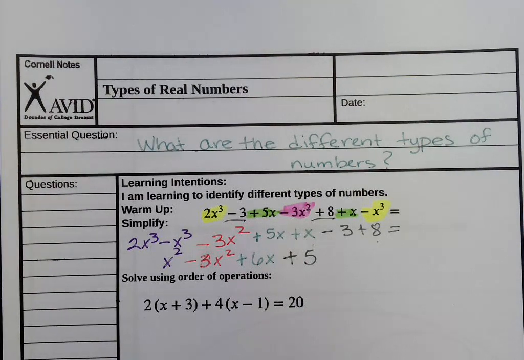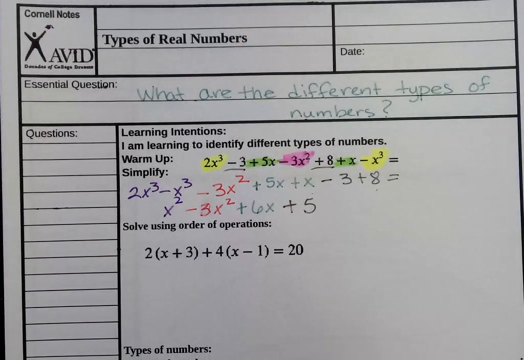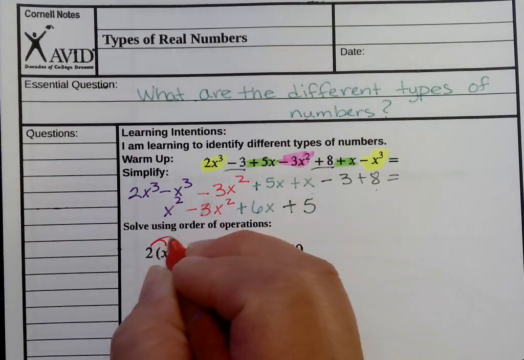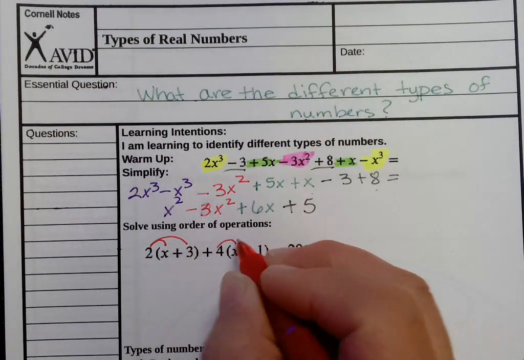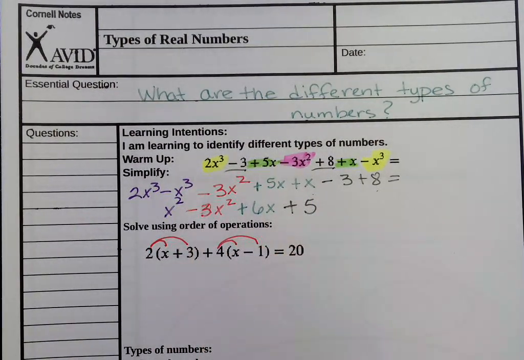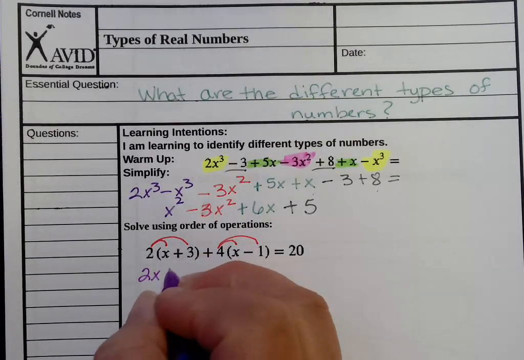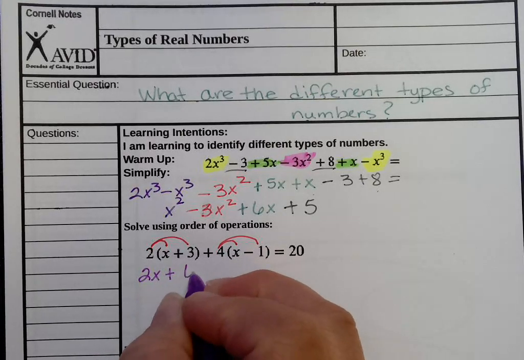Now let's look at the next one. You're going to solve using order of operations, and of course the first thing we have to do is distribute, because nothing can be combined inside the parentheses. So we used to all the time use little arrows. Now 2 times x is 2x, plus 2 times 3 is 6.